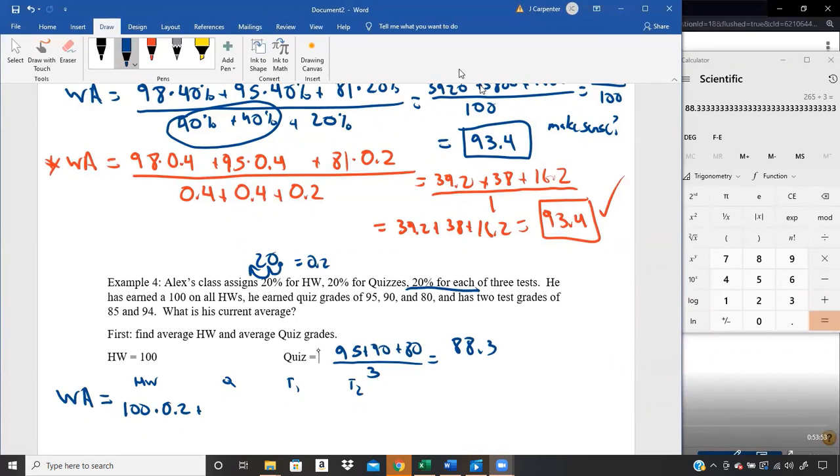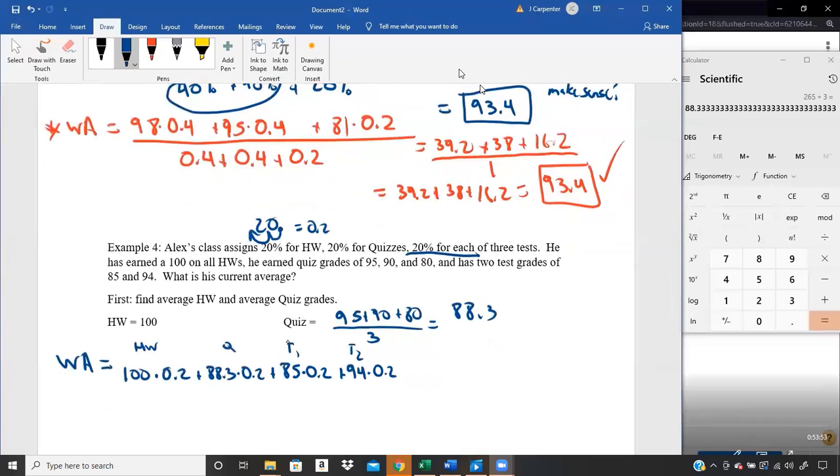So then plus our quizzes, we said our quiz average was an 88.3 times its 0.2 for its weight. Plus test 1, we earned an 85 times its weight of 20%. Plus test 2, which we earned a 94 times its weight of, you guessed it, 20%. So there's what we call the sum product. Data times weight, plus data times weight, plus data times weight, plus data times weight. Divided by the sum of the weights, which are literally called the weights for the class, all the 20%.